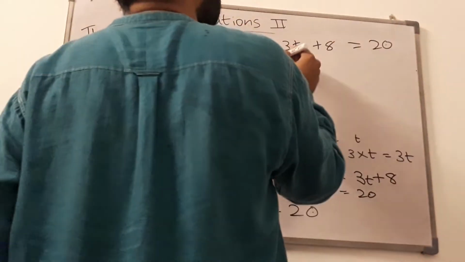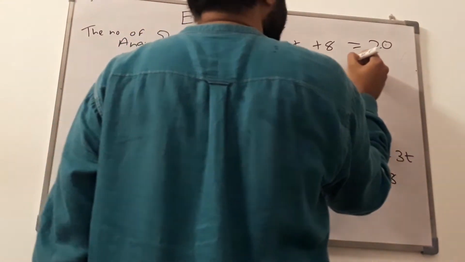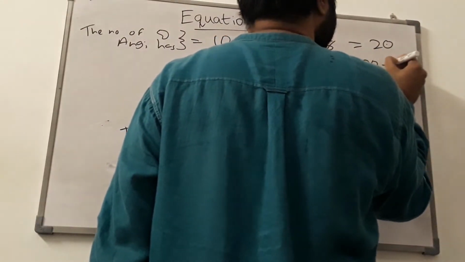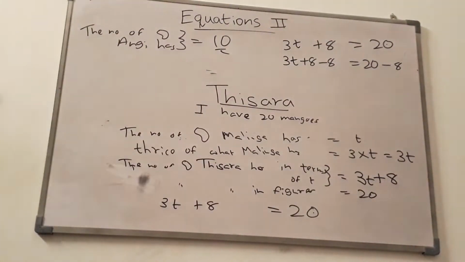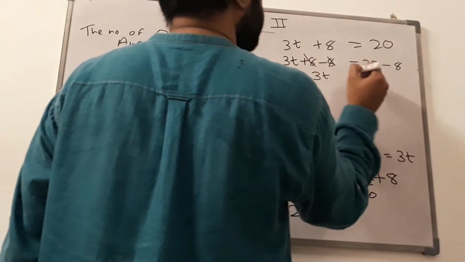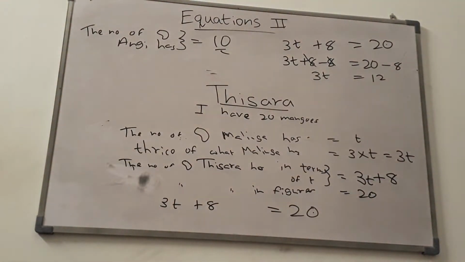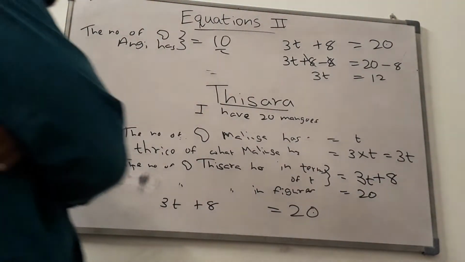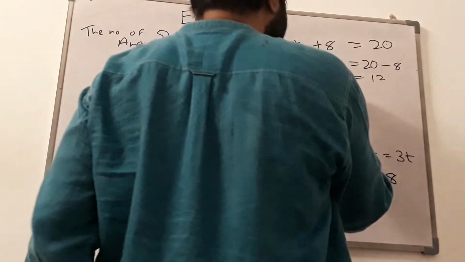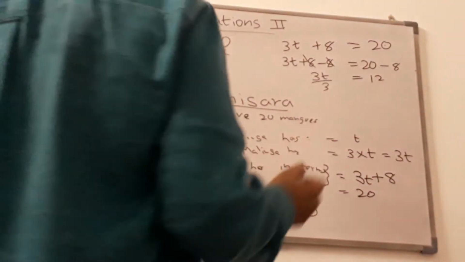So what we can do is subtract 8 from 8, and we have to apply the same thing to the other side as well. So 8 and 8 cancel, and 20 minus 8 is 12. Now we have to remove 3. 3T means 3 times T. So to remove 3, we have to divide by 3.